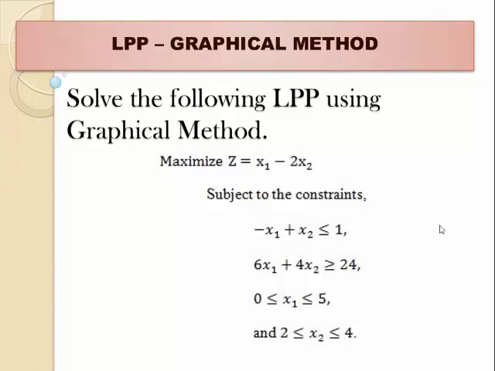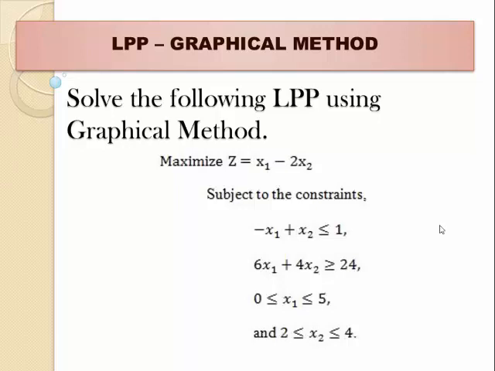In this problem it is required to maximize z is equal to x1 minus 2x2. So the objective function is z is equal to x1 minus 2x2, which is to be maximized. The decision variables are x1 and x2, which are subject to the constraints minus x1 plus x2 less than or equal to 1, 6x1 plus 4x2 greater than or equal to 24, 0 less than or equal to x1 less than or equal to 5, and 2 less than or equal to x2 less than or equal to 4.